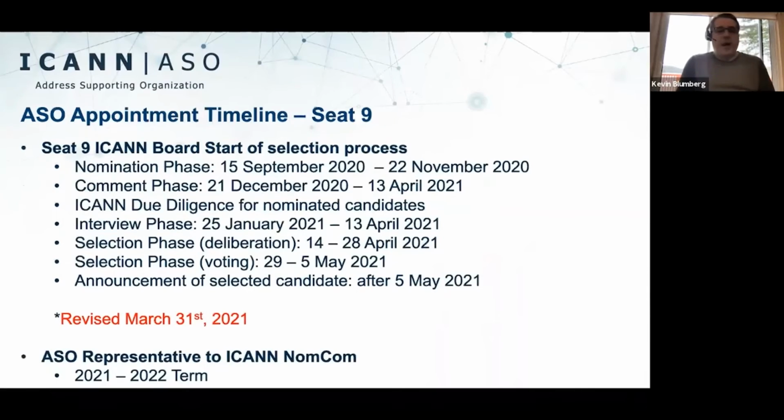Now our timeline for board seat 9, because a lot of work does go into that. This year we had 10 candidates at the beginning of the process. It stretches all the way from September to just into May now. It was revised slightly at the end of March. We added approximately a 2-week extension to the period to allow for a third round of what would have been normally in-person interviews. We're doing them by video, so we extended to allow for that.